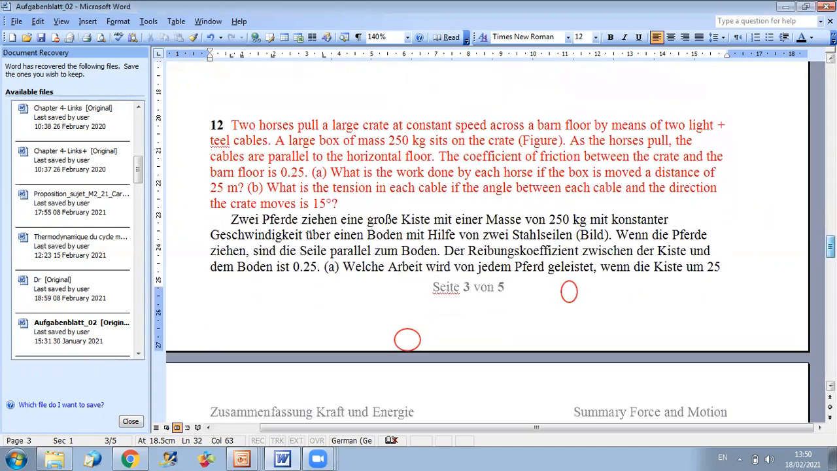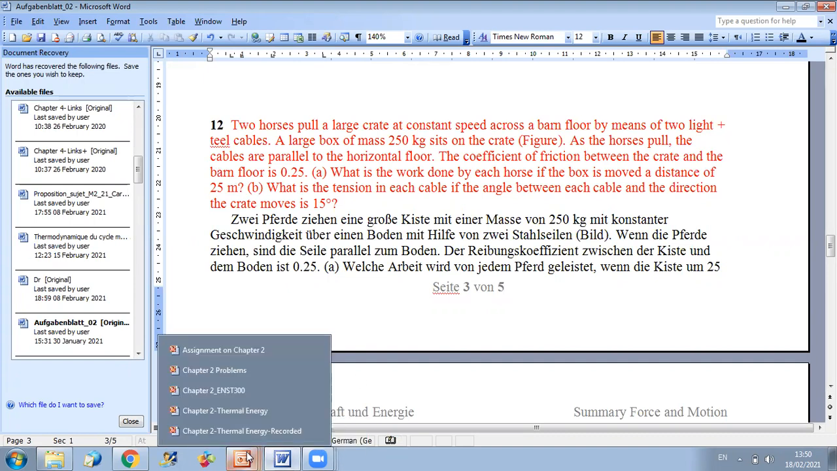Okay, another example, another problem. Two horses pull a large crate at a constant speed across a barn floor by means of two light cables. A large box of mass 250 kilograms sits on the crate. As the horses pull, the cables are parallel to the horizontal floor. The coefficient of friction between the crate and the barn floor is 0.25. What is the work done by each horse if the box is moved a distance of 25 meters?